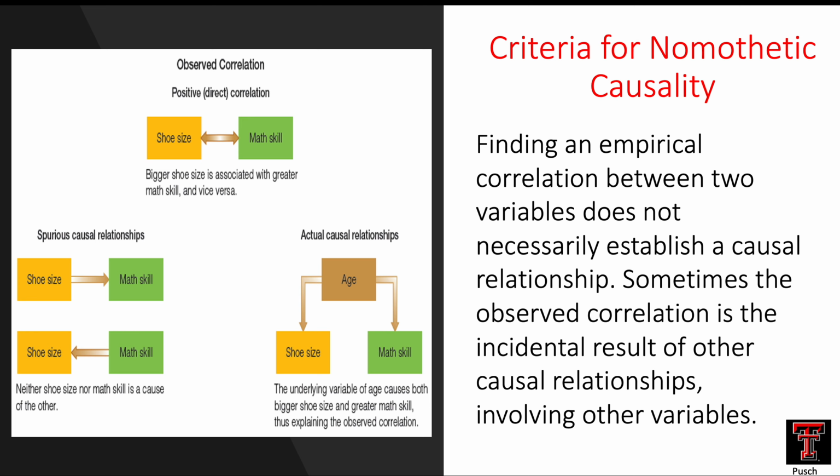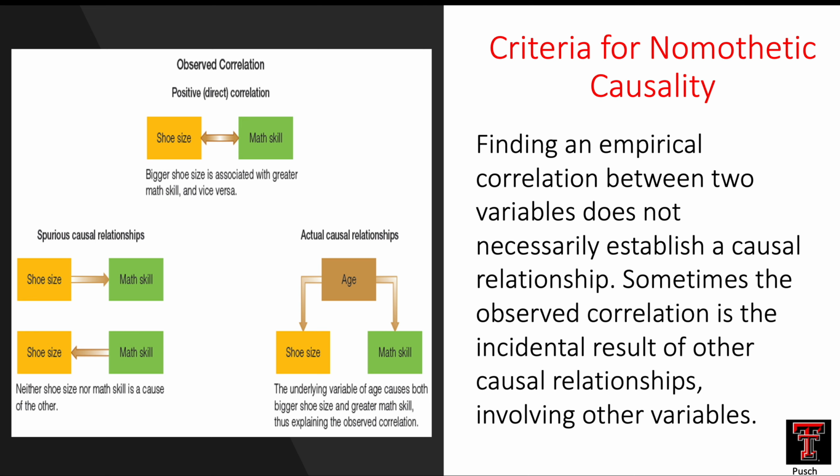So the greater somebody's shoe size is, the better math skills they have, and vice versa. If you have a smaller shoe size, you have worse math skills. If you really think about this, shoe size and math skills really aren't related to each other at all. Even if there appears to be a relationship there, there's probably another secret variable that is influencing both of them. So here we could say that that spurious variable is age.